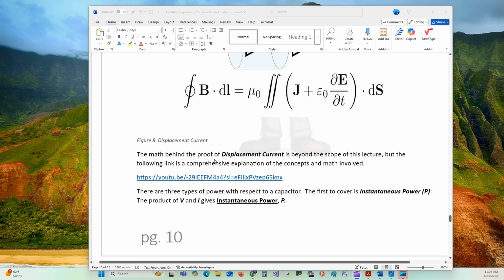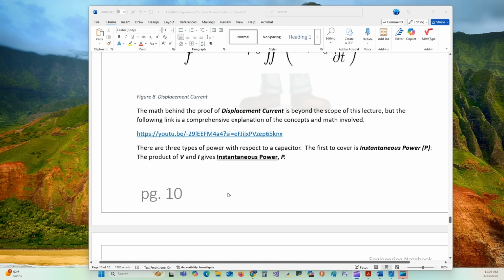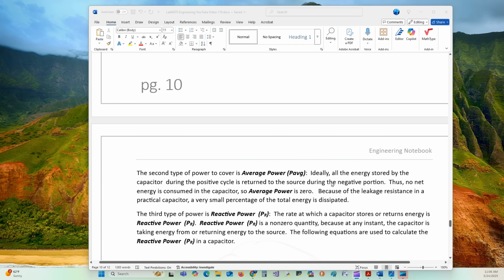The math behind the proof of this displacement current is beyond the scope of this lecture, but the following link is a comprehensive explanation of the concept and math involved. It's very, very good. There are 3 types of power with respect to the capacitor. The first to cover is instantaneous power. The product of V and I gives you your instantaneous power.